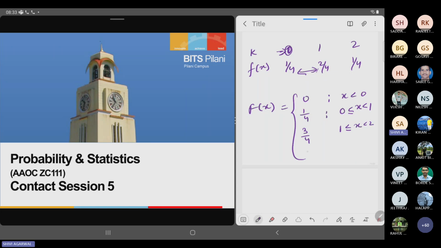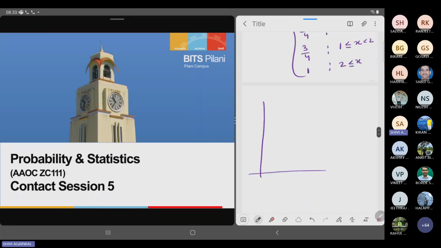And it stays like that up to 2. Then when we reach the point 2, x is equal to 2, and we add the previous one, 3 by 4 plus 1 by 4. So this is the total function which we can consider as the CDF.